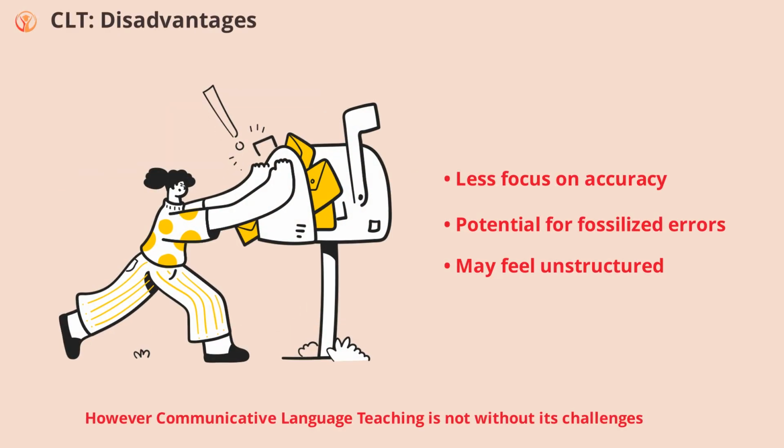However, communicative language teaching is not without its challenges. It may not provide as much focus on grammatical accuracy as GTM, which can lead to persistent errors over time. Some learners, especially those accustomed to structured environments, may feel uncomfortable with the open-ended nature of communicative activities. Balancing fluency and accuracy remains a key challenge in CLT classrooms.